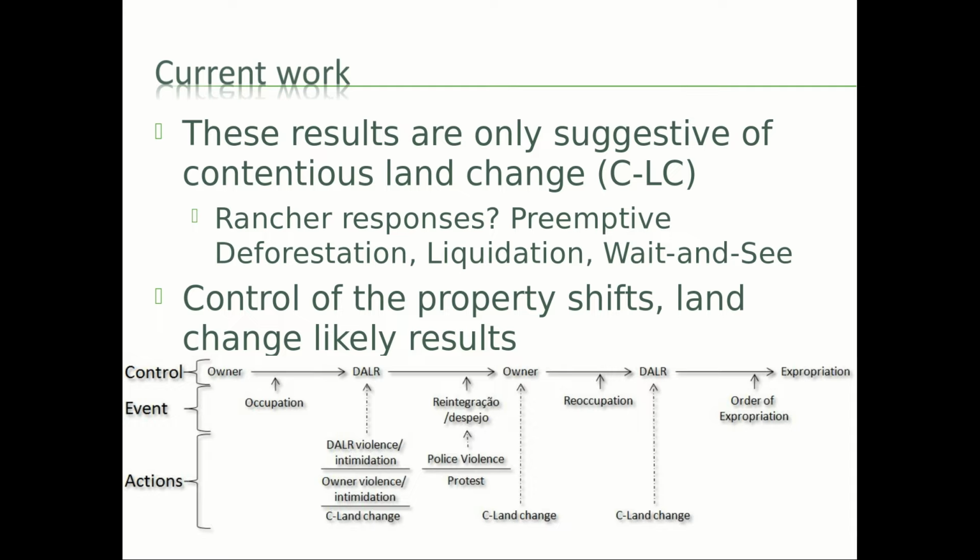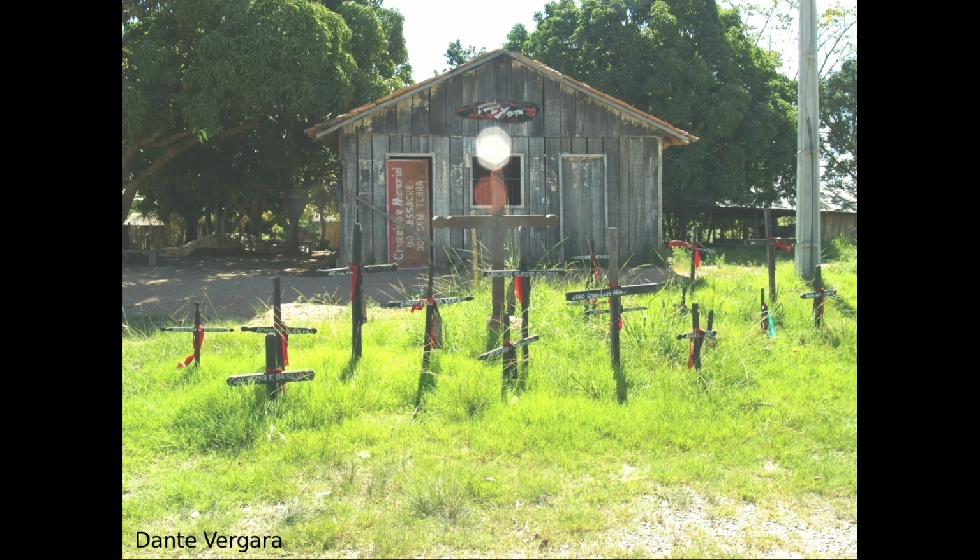They cause changes in land cover. Reoccupation occurs. The social movement organization, again, maybe does some deforestation of their own. Once the order of expropriation hits, the land is taken away from the original owner and given to these social movements. During all this time, there were multiple responsible parties. And so defining who's responsible is another big question mark that the current work I'm doing in this area is really looking at trying to figure out.